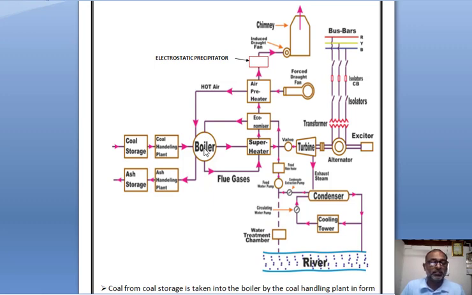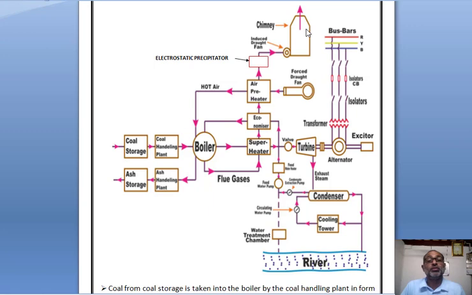Now here you can see one ID fan, induced draft fan. It is placed at the base of this chimney. So whatever flue gas is remaining after this air preheater is extracted by this induced fan, and it passes through the upper portion of this chimney. So flue gases flow from bottom to top of the chimney.